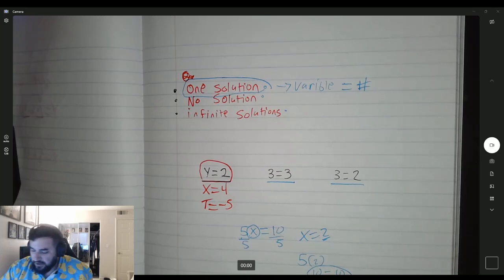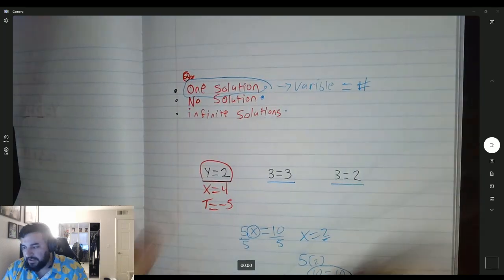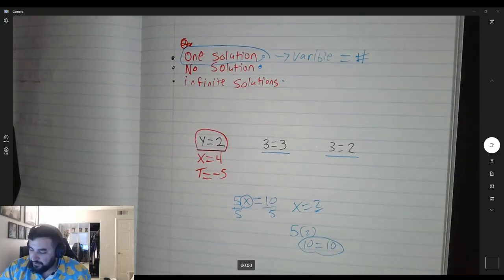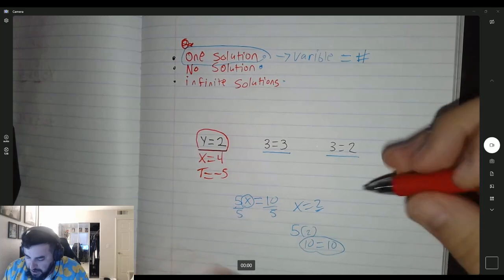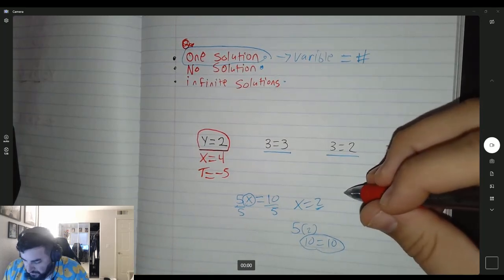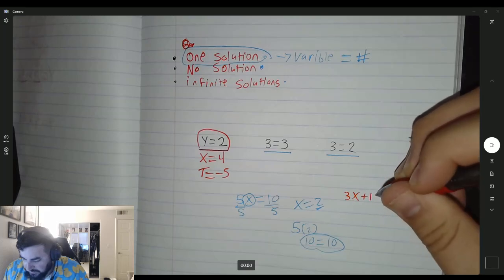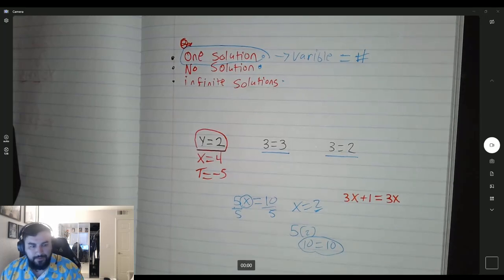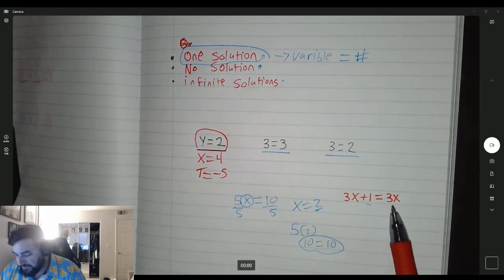Now, let's talk about a no solution right here. So a no solution, okay, is basically when the answer is impossible to get if you have an equation. And I'll make an impossible equation right now. Let's put it right here. I have room right here. Let's put 3x plus 1 is equal to 3x. Okay? Now I want you to look at 3x plus 1 for a minute equals 3x.